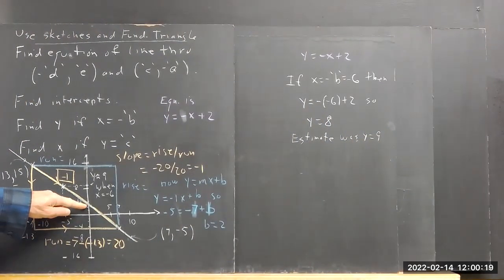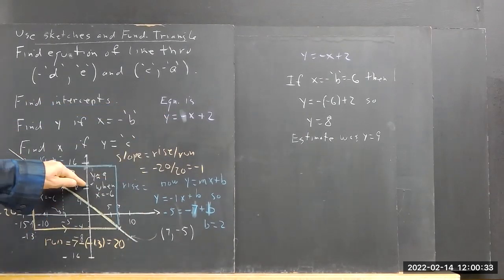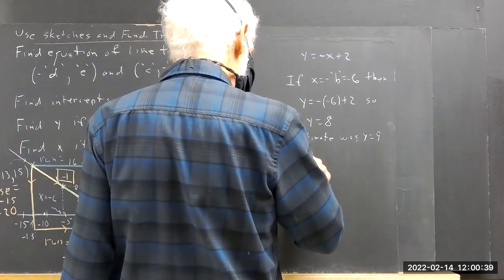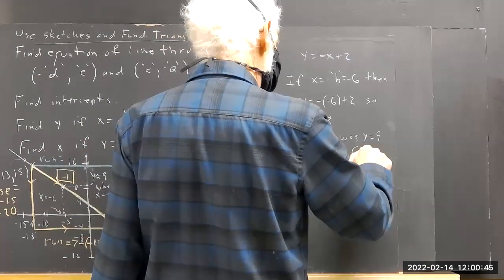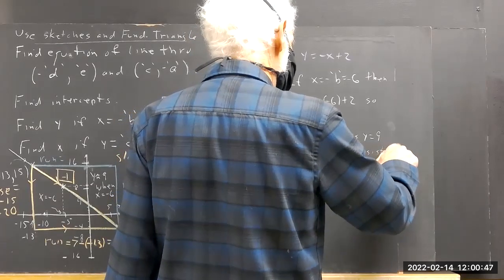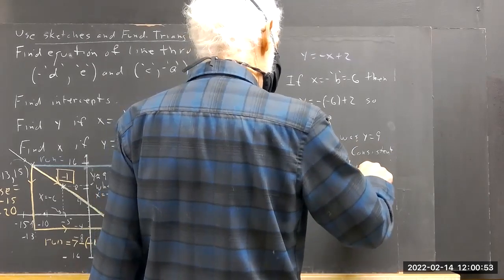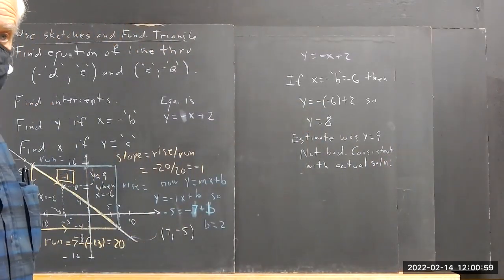Now my y-intercept was a little bit off. Okay, I got a y-intercept of about 3 when it really should be 2. So my graph is a little bit high, so that makes sense. At this point, it's maybe a little bit high. Okay, estimate was y equals 9. This is not bad. This is consistent with my actual solution.